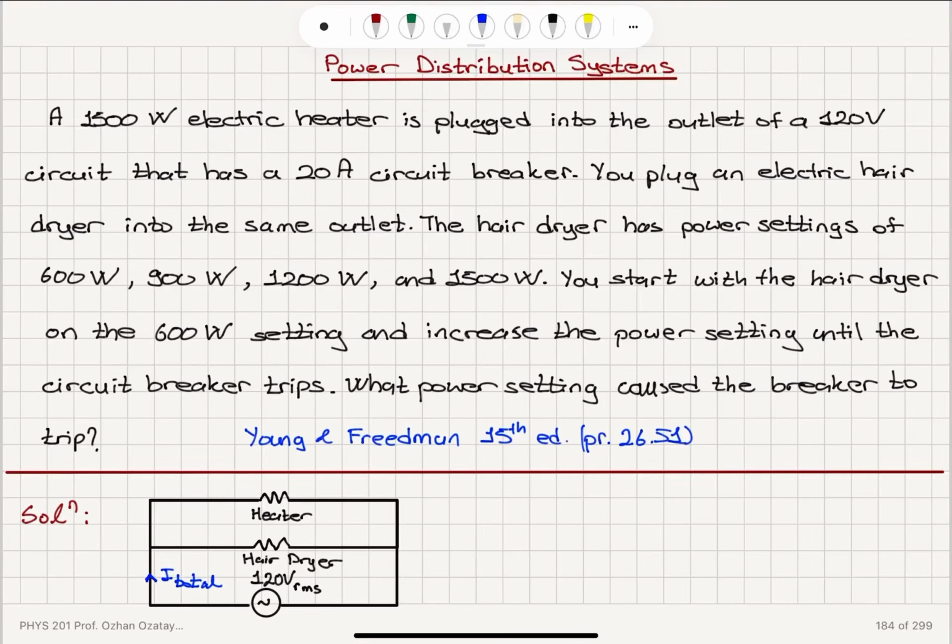Power distribution systems. A 1500 watt electric heater is plugged into the outlet of a 120 volt circuit that has a 20 amp circuit breaker. You plug an electric hair dryer into the same outlet. The hair dryer has power settings of 600 watts, 900 watts, 1200 watts and 1500 watts. You start with the hair dryer on the 600 watt setting and increase the power setting until the circuit breaker trips. What power setting caused the breaker to trip?